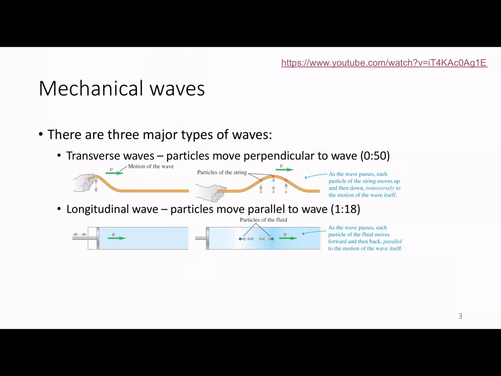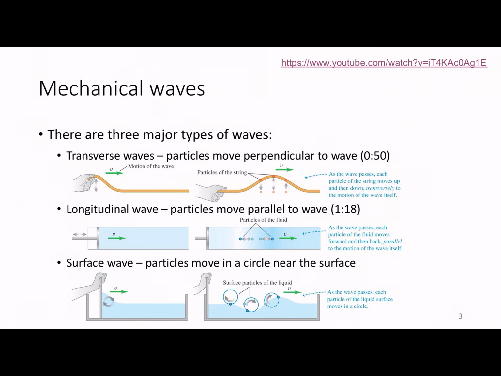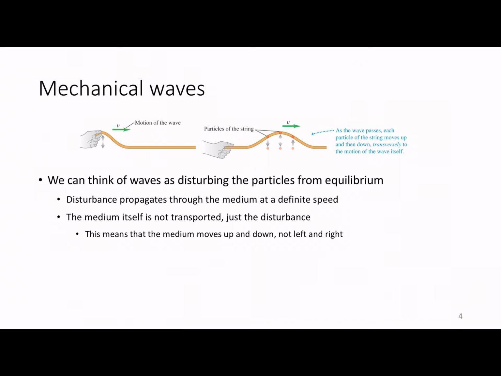And finally, before we start to describe that mathematically, I want to mention there's another related type of wave called a surface wave. Here the particles move in little circles near the surface, so it has a little longitudinal component and a little transverse component, but the big thing is that it's happening on the surface. We won't talk so much about surface waves, but be aware that they can also be described in the same language as what we'll talk about in this class.